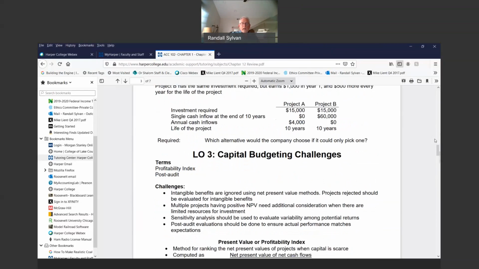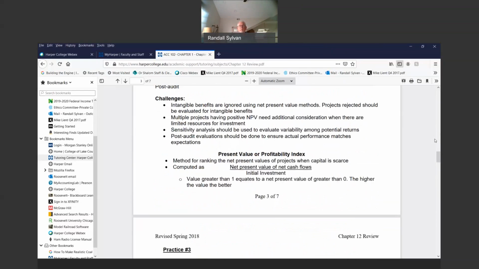I want to point out the present value or profitability index, which is that net present value. Looking at when you rank the investments, sometimes you don't have enough money. You have 3 projects that you want to do, but you don't have enough money to pay for them all, so you want to find the project that you are going to get the biggest return on. So you look at the net present value of your cash flows divided by your initial investment.